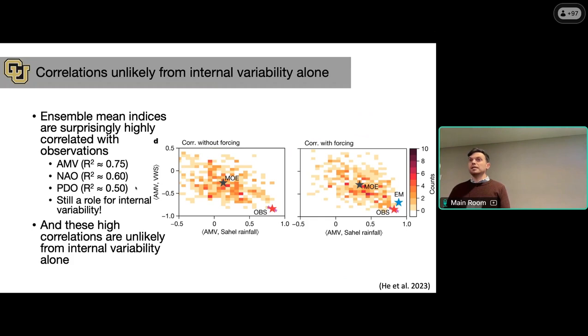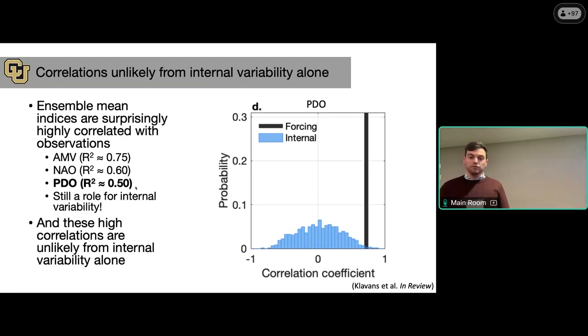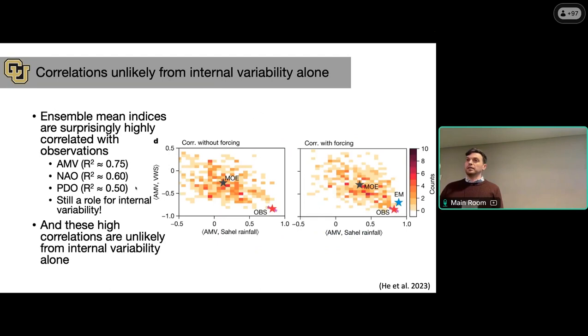But observations tell us a different story. They fall outside of what ensembles are producing. When we add back in the forcing, we see that the distribution kind of shifts towards observations, which is what we want, these two impacts to move together. But what's really striking is that the blue star there is the ensemble mean, the red star is observations. The ensemble mean is kind of right next to observations. That external forcing seems to be syncing up these two impacts.